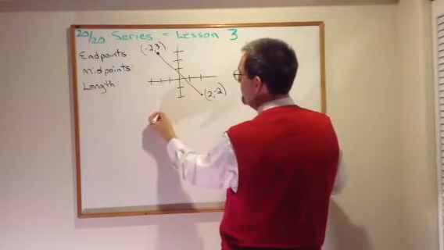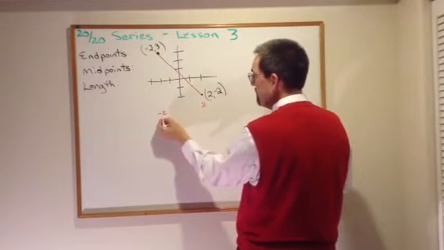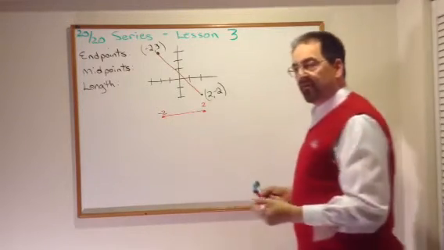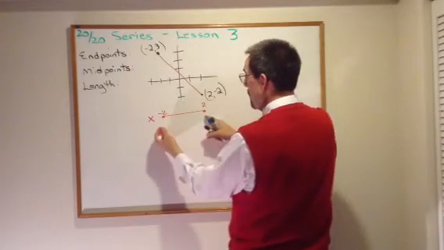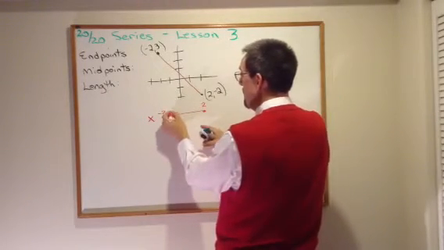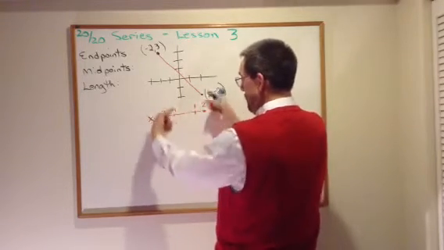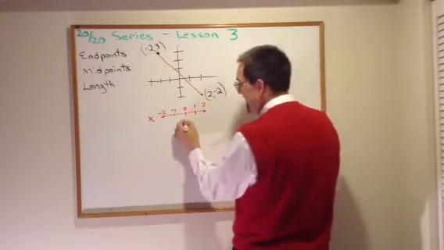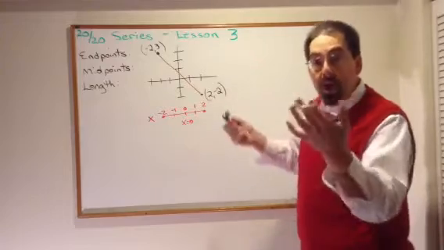If this is -2 and this is +2, think of a number line. We need to find the midpoint, halfway on the x-axis. So, if we went in, -1, +1, we go in one more. Good job, 0. So we actually found one of the midpoints graphically.